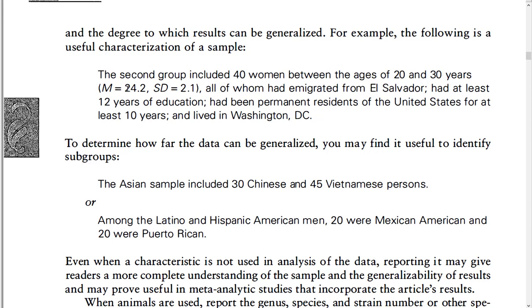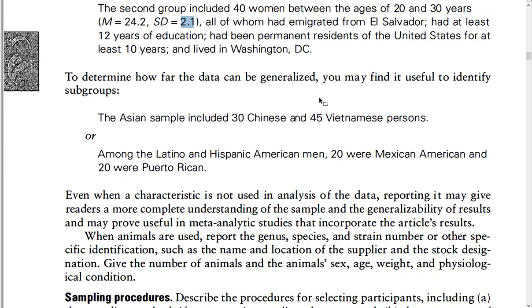So in this case, the mean age for the group was 24.2. And SD here, in italics, stands for standard deviation. For our purposes here, the standard deviation was 2.1. All of whom had immigrated from El Salvador, had at least 12 years of education, been permanent residents of the United States for at least 10 years, and lived in Washington, D.C. So you can tell how this gives you some really big specifics about who the people are that they included in this study.